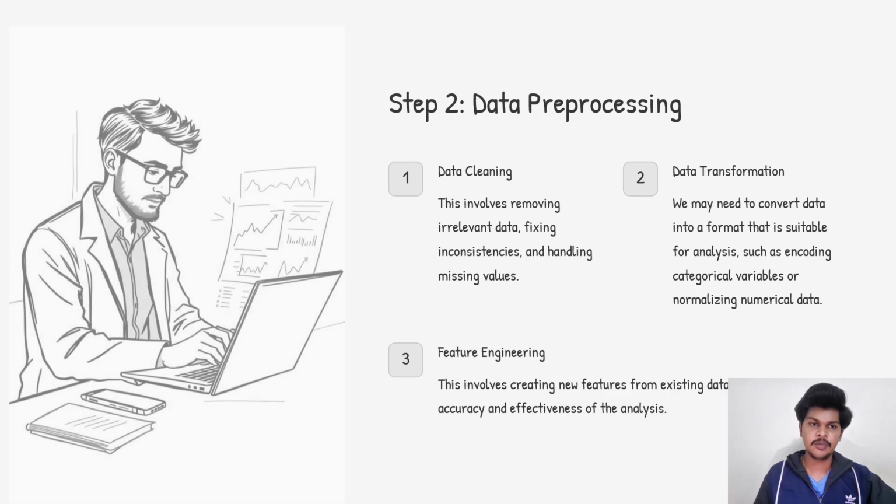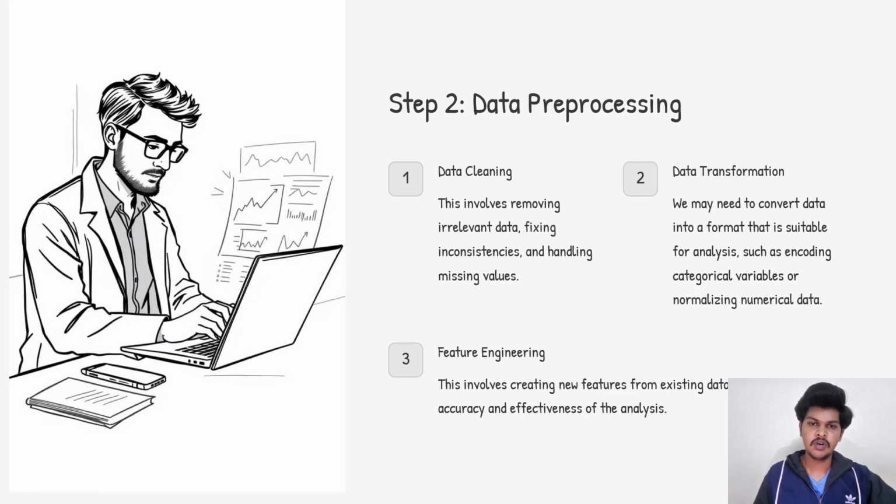Step 2. Data preprocessing. First, data cleaning involves removing irrelevant data, fixing inconsistencies, and handling missing values. Second, data transformation. We will need to convert data into a format that is suitable for analysis, such as encoding categorical variables or normalizing the numerical data. Third, feature engineering. This involves creating new features from existing data to improve the accuracy and effectiveness of the analysis.